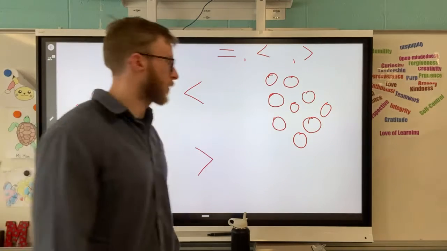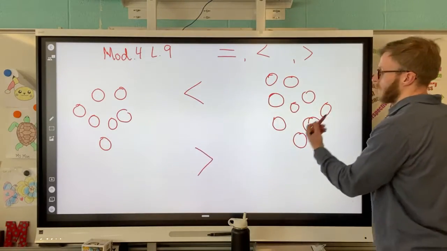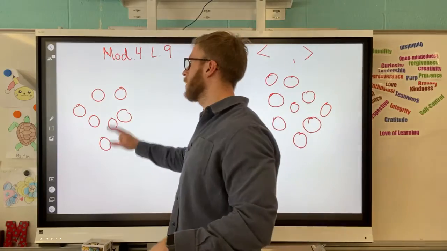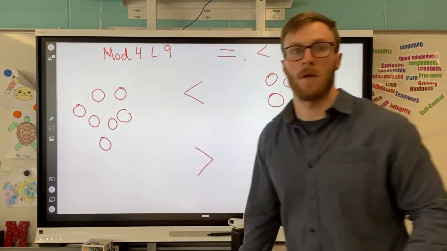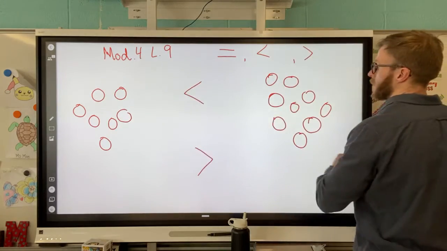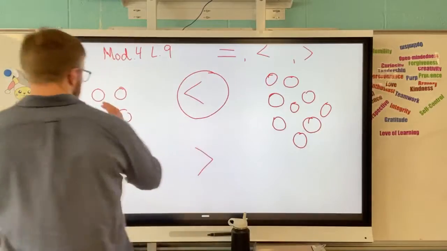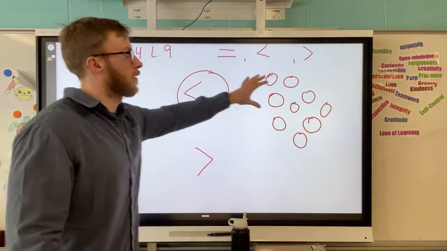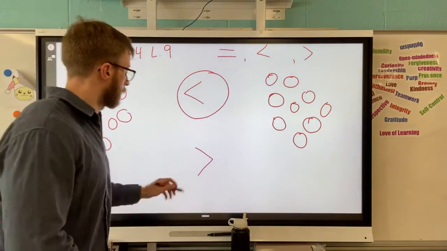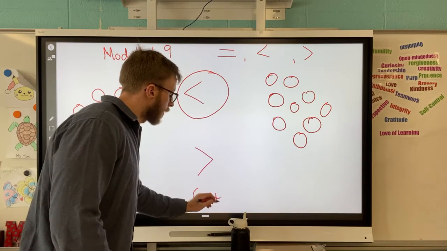All right, what do we think? Let's see, this has 1, 2, 3, 4, 5, 6, 7, 8, 9. This has 1, 2, 3, 4, 5, 6, 7. So we're gonna wanna have the alligator come over to this side and eat this large group of fish. So how we would say this is 7 is less than 9. So this is greater. All right, greater down here. Greater than, sorry.